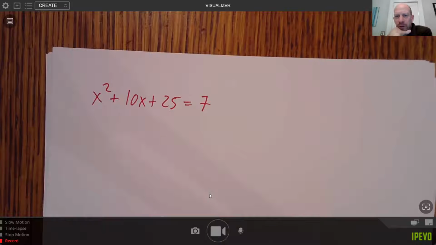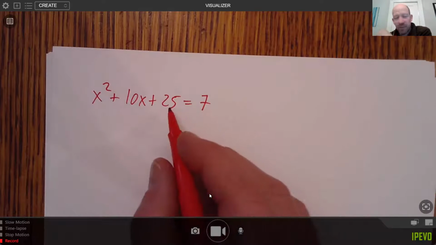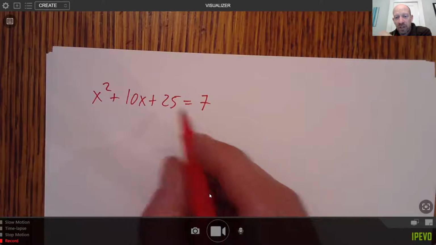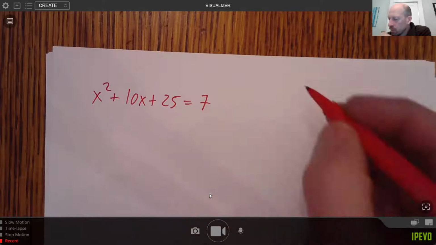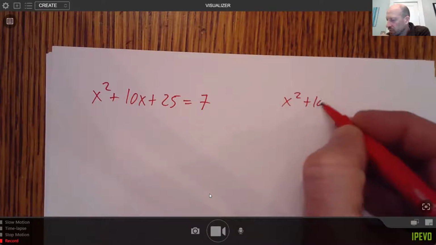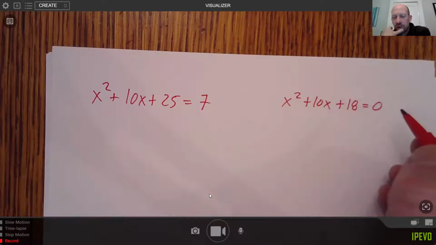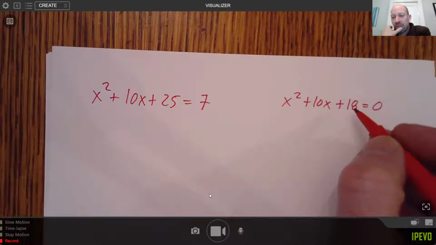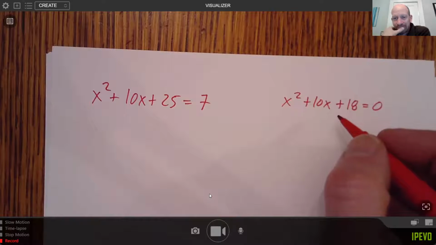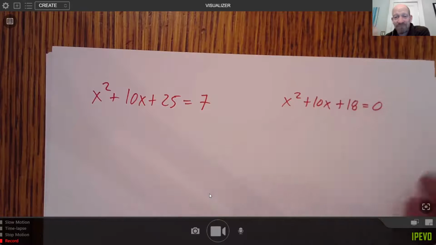Okay, so here's a quadratic. If we had seen this one before, we would have subtracted the 7 from both sides to get 0 over here. That would have given us x squared plus 10x plus 18 equals 0. And you try to factor this, but it turns out it doesn't factor. You're stuck. You know there's two answers to this one, but we don't know how to find it from this form.